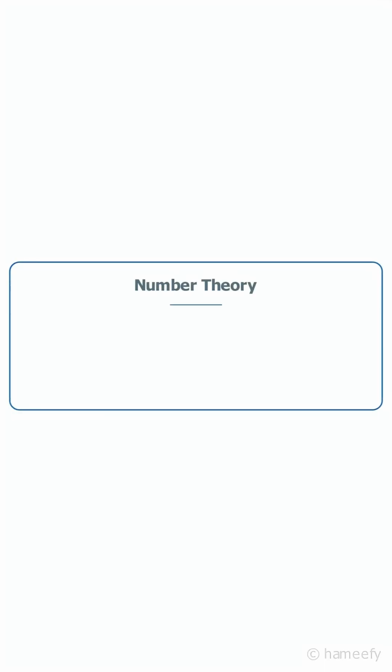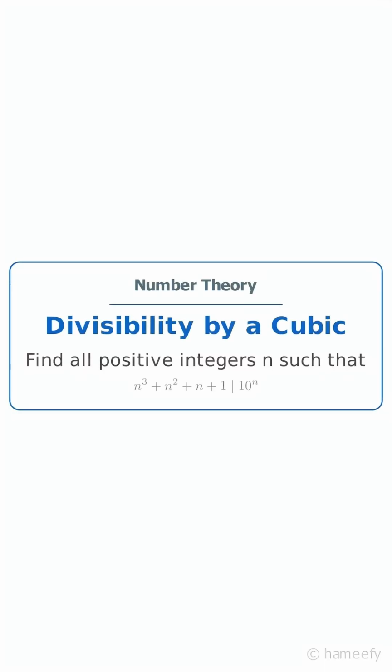Find all positive integers n such that n cubed plus n squared plus n plus 1 divides 10 to the power n. We will factor the polynomial, analyze its prime divisors, and narrow down the candidates by elimination.